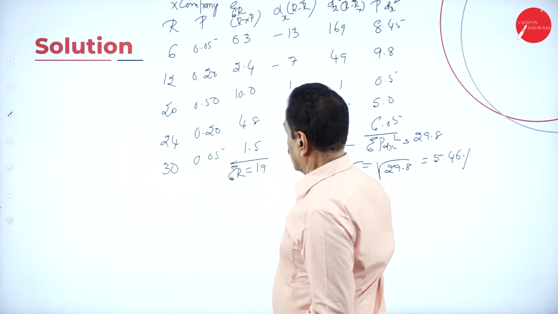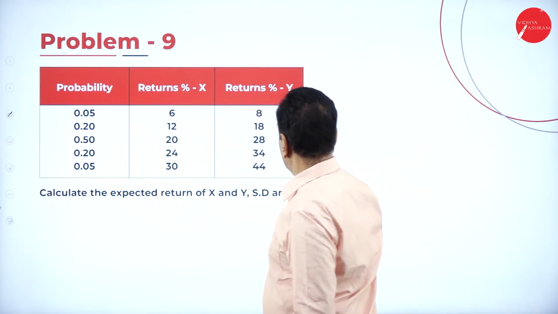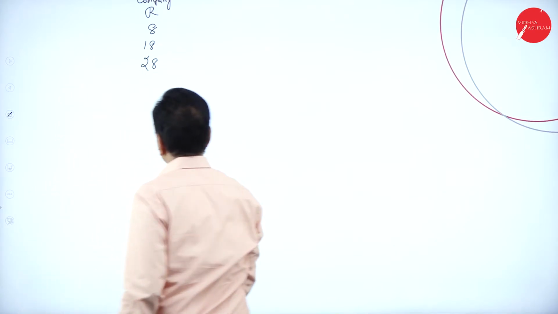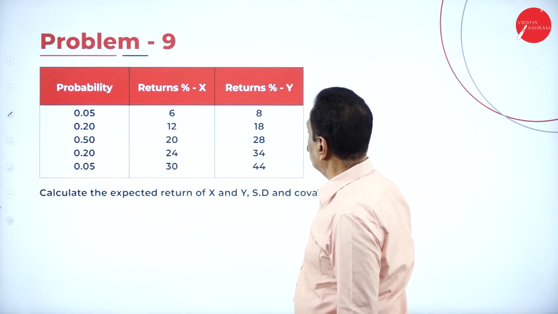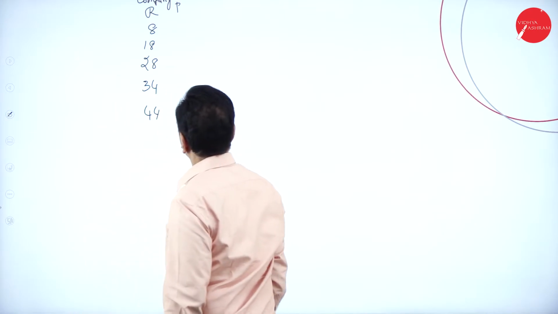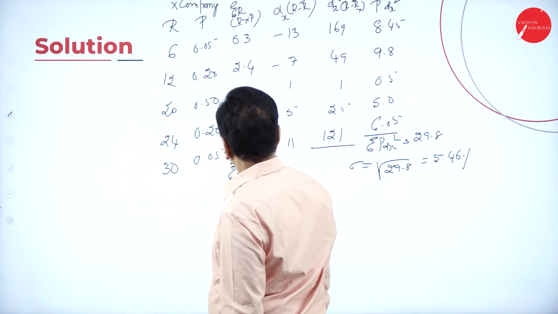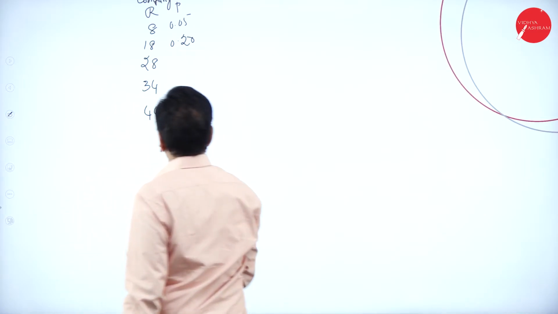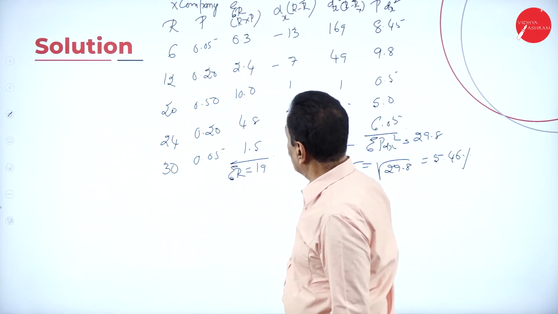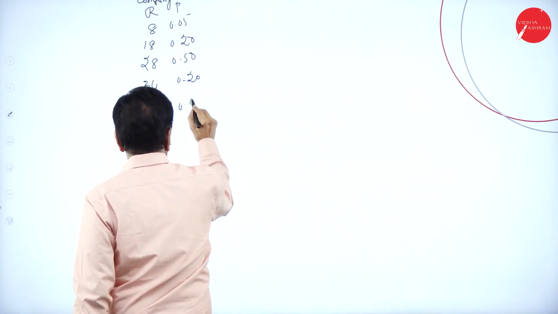Same thing. What are the returns? 8, 18, 28, 34, 44, with probability 0.05, 0.20, 0.50, 0.20, 0.05. See that the probabilities total 1.